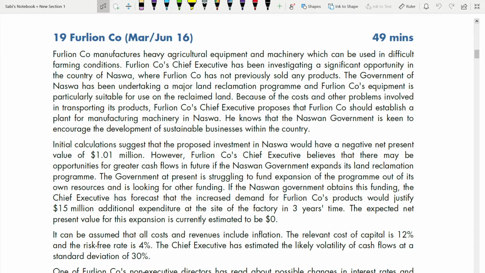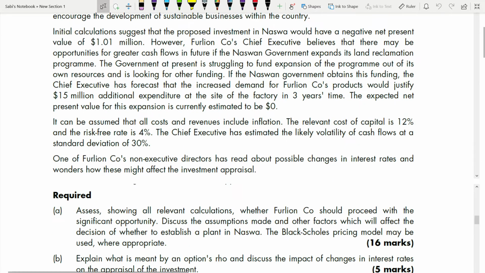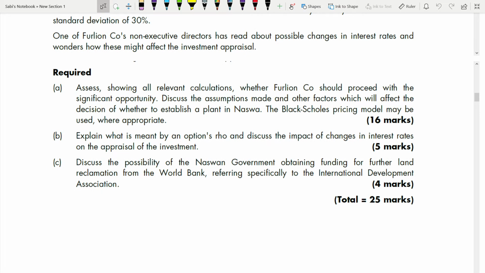Question 19. So this question is under your investment appraisal, that is section B. What are we going to cover in this question? Let us go to the requirements. So 16 marks is for showing all relevant calculations whether Furlion company should proceed with the significant opportunity. Discuss the assumptions made and other factors which will affect the decision of whether to establish a plant in Naswa. Black-Scholes pricing model may be used where appropriate.